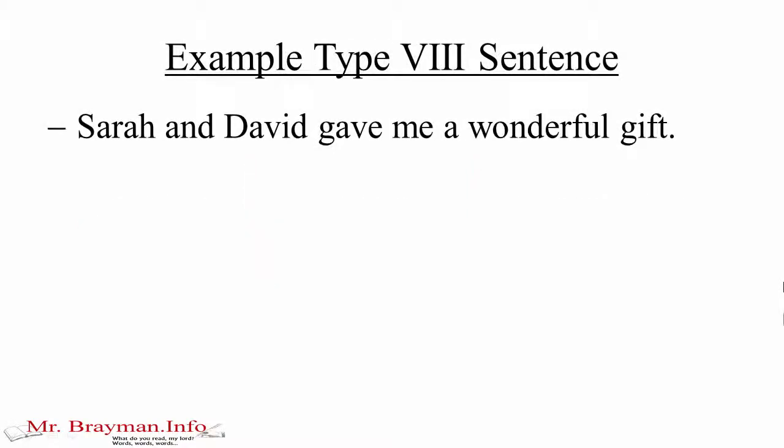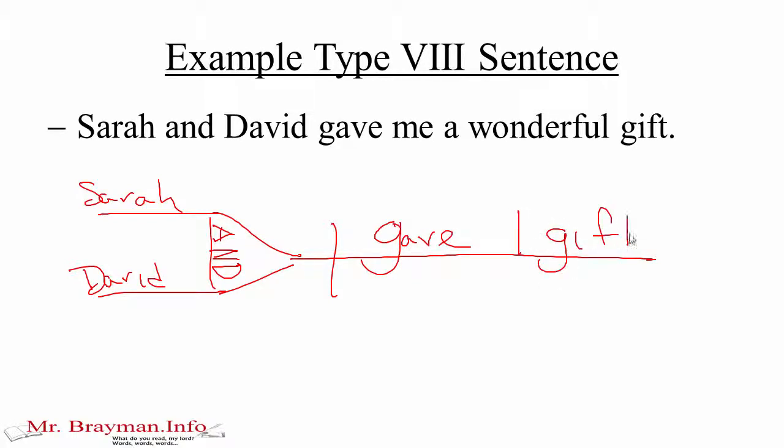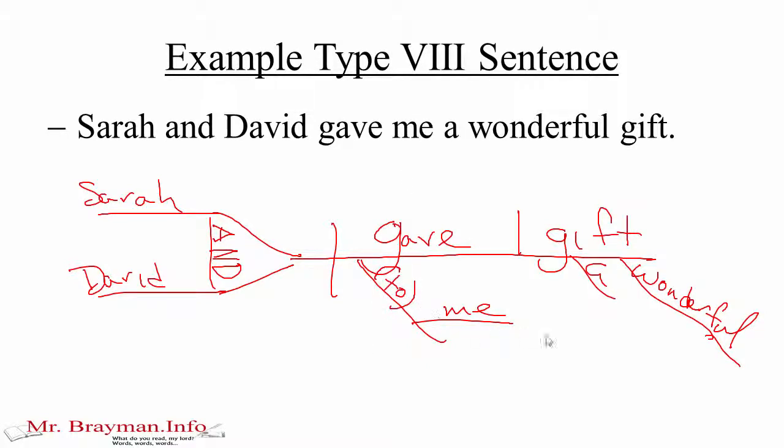So let's look at some examples of that. Right? So we have a compound subject once again. Sarah, David, gave what? They gave a gift. Me a wonderful gift. Okay. Now it's understood that the preposition to goes here. They gave it to me.